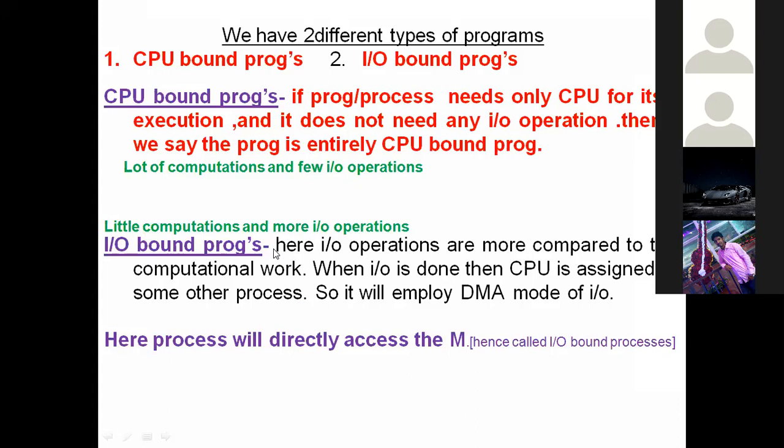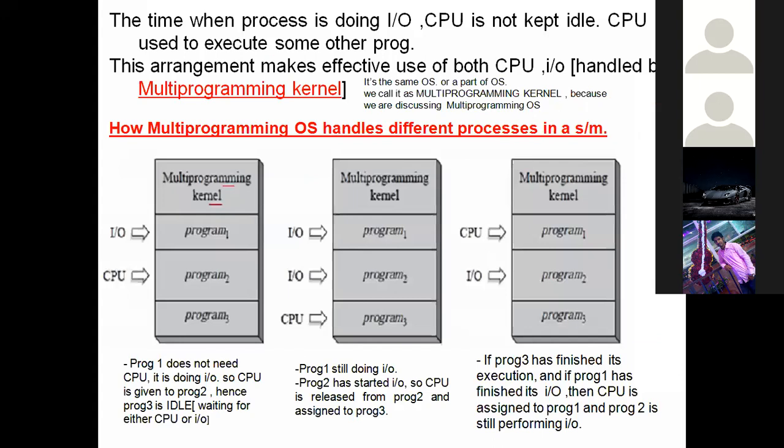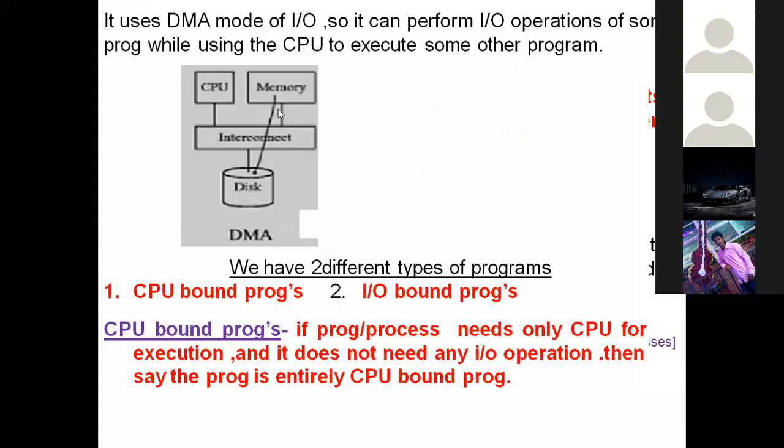Regarding the word DMA, the multi-programming OS uses the DMA mode of IO operation. The word DMA is explained using this particular figure, where we can have direct interaction between the memory and the disk, or from disk to memory. Any data can be transferred from memory to the disk, or from disk to memory, directly without the use of the CPU. Hence, the CPU can be used to execute some other process.